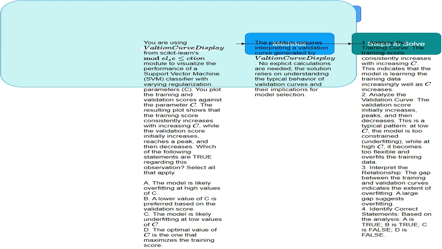We're given a scenario. A validation curve displays the performance of an SVM classifier as the parameter C varies. The goal is to determine which statements correctly interpret the relationship between training and validation scores shown in that curve.